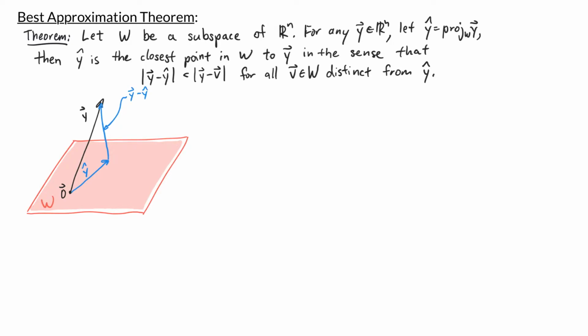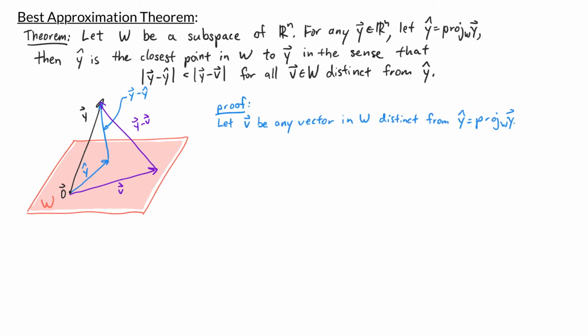Now let's draw any other vector that's in W. We'll call it v. Now the vector y minus v would be this vector. So what we want to show is that y minus y hat has a shorter length than y minus v. So let's begin our proof. Let v be any vector in W that's distinct from y hat, which is the projection of y onto W.